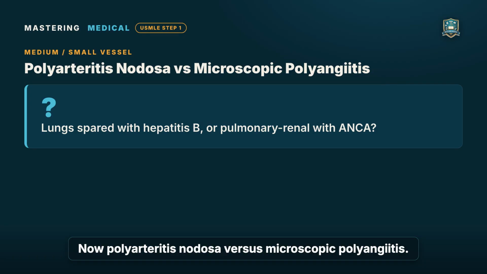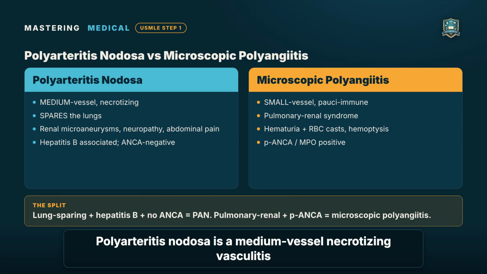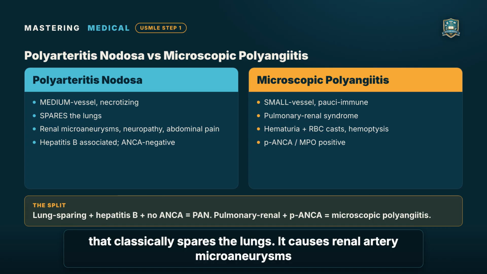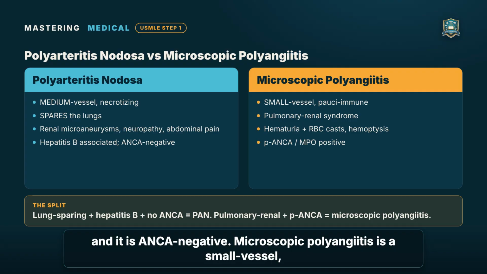Now polyarteritis nodosa versus microscopic polyangiitis. They sound alike but sit on opposite sides of two big clues, the lungs and ANCA. Polyarteritis nodosa is a medium vessel necrotizing vasculitis that classically spares the lungs. It causes renal artery microaneurysms with a string of beads look, abdominal pain, and neuropathy. It is associated with hepatitis B, and it is ANCA negative.